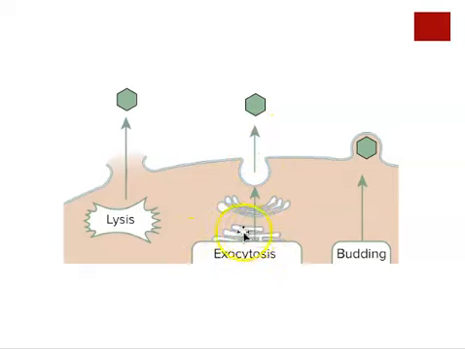Exocytosis is the process by which cells excrete things or secrete things. They make materials, and they're showing us here the endoplasmic reticulum and the Golgi apparatus and a transport vesicle coming and merging with the membrane and releasing its contents. So the viruses just hijack that natural process as a way to get out of the cell.